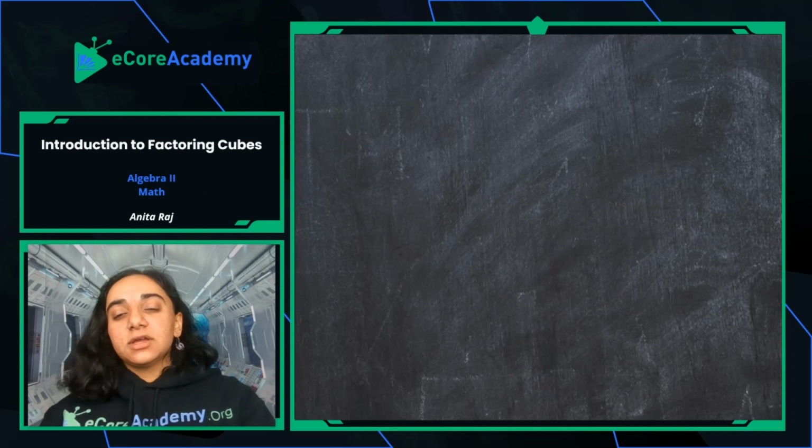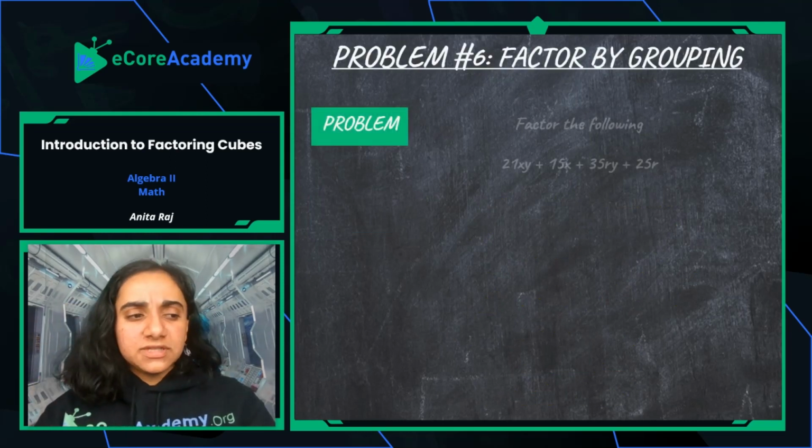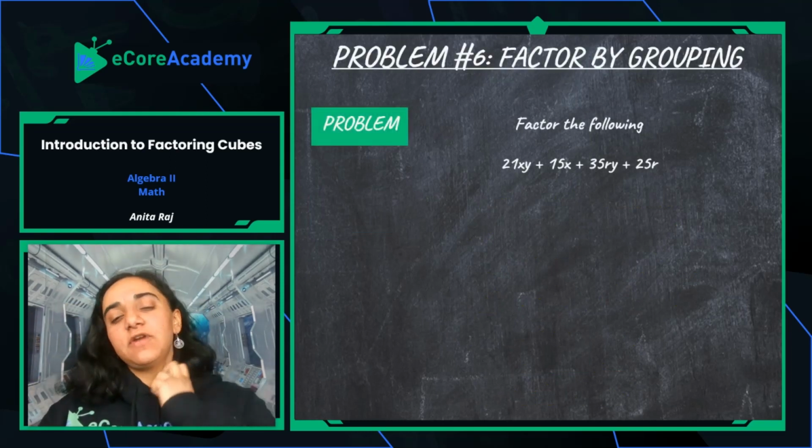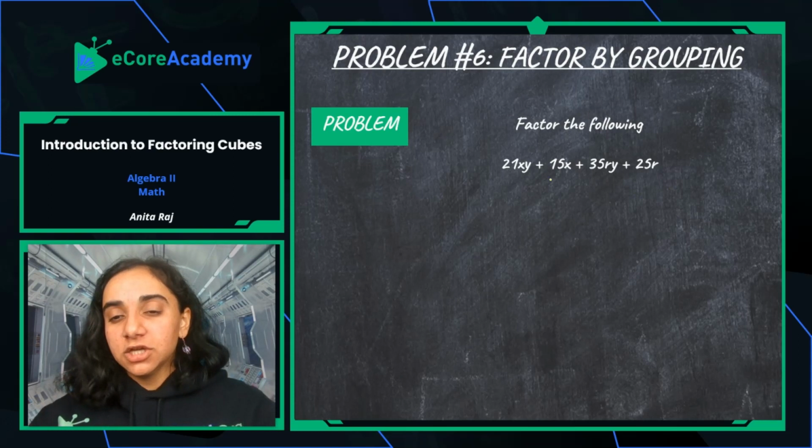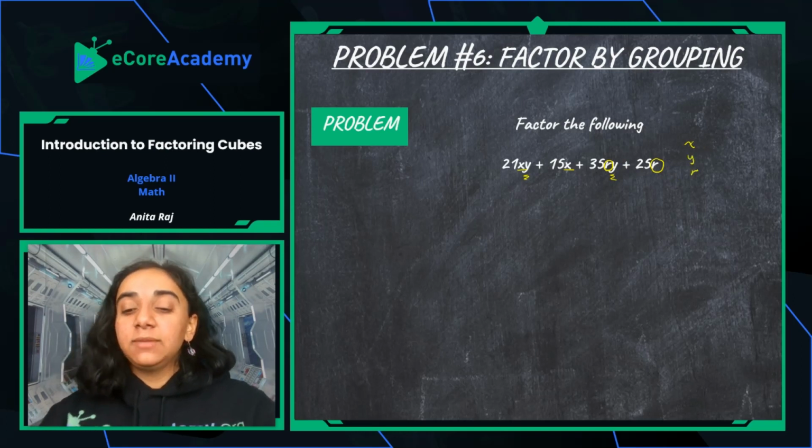Yes. Okay, next example. This actually doesn't take that long. So factor the following: 21xy plus 15x plus 35ry. I want you to look at this. So we have an x here, we have an x here, we have a y here, and we have a y here. But in this situation, we have an r and we have another r. So we have 3 variables. We have x, y, and r. So keep that in mind.